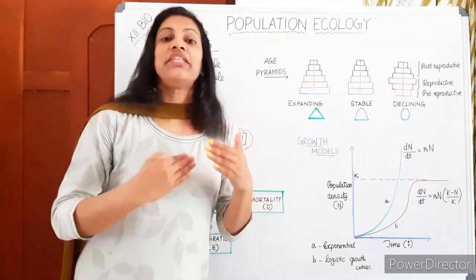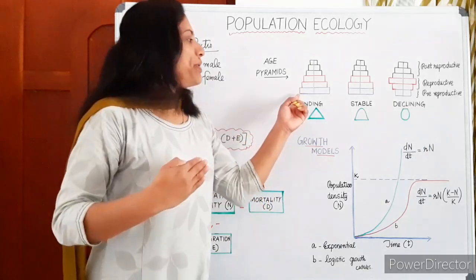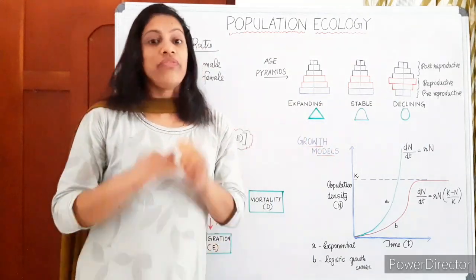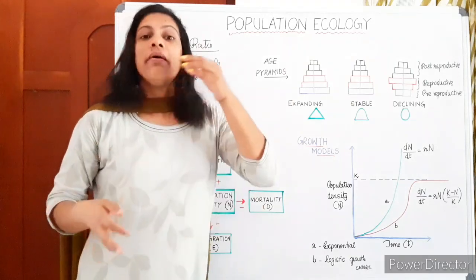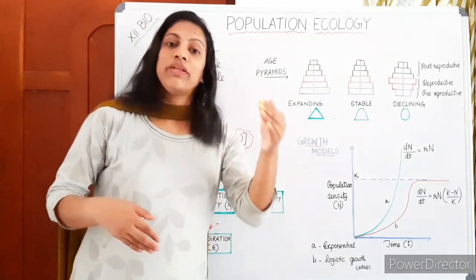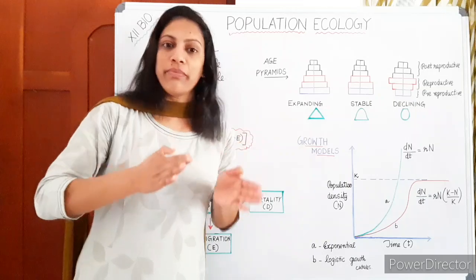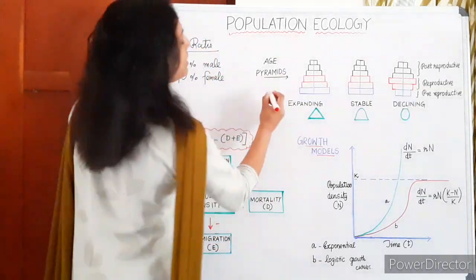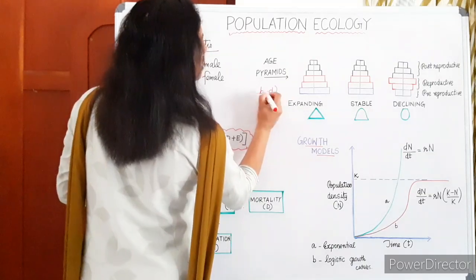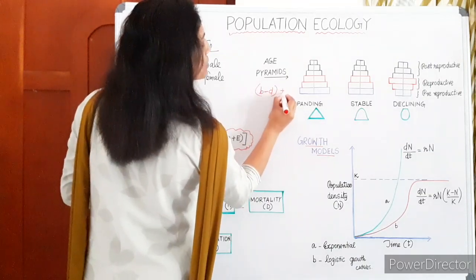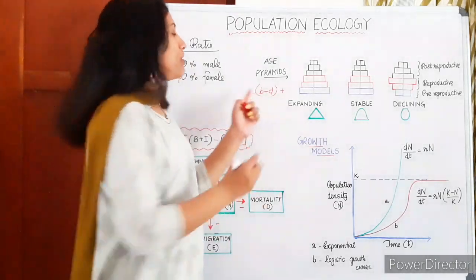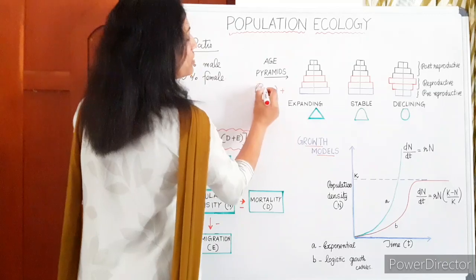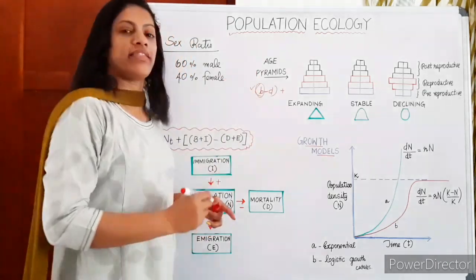That means B minus D, birth rate minus death rate, is a positive value there. When we compare birth rate and death rate, the B minus D value will be positive. That means birth rate will be more in an expanding population. Because it has more reproductively aged group members, births will be more compared to deaths.